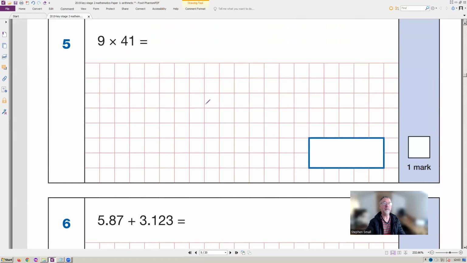9 times 41. So let's have a go. We put our 41 here. Times it by 9.